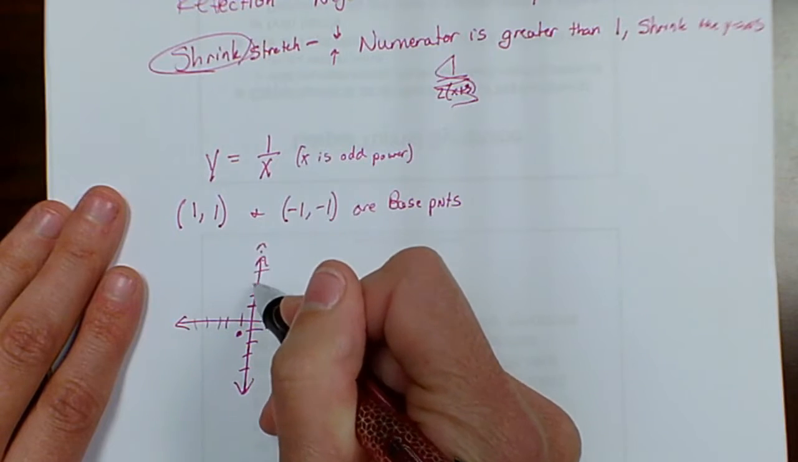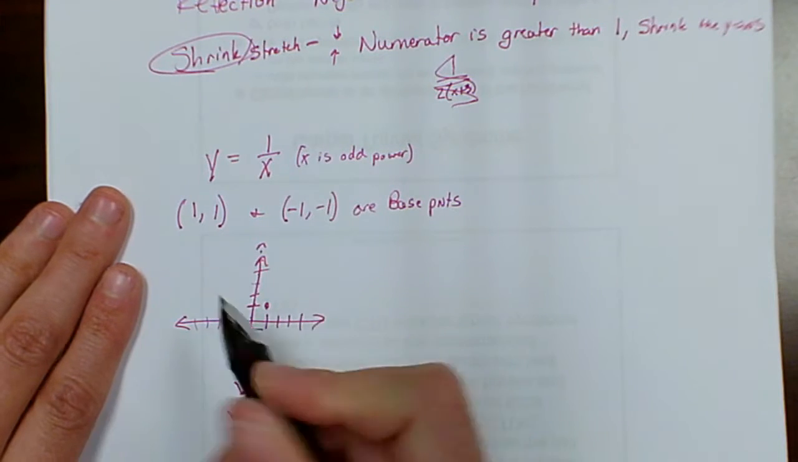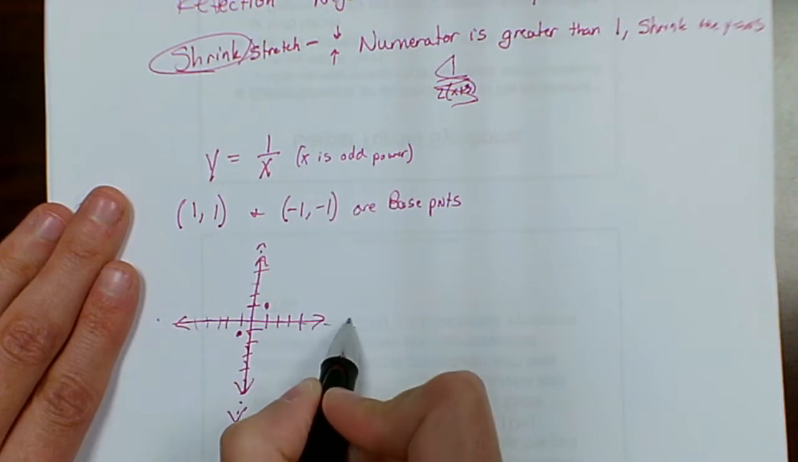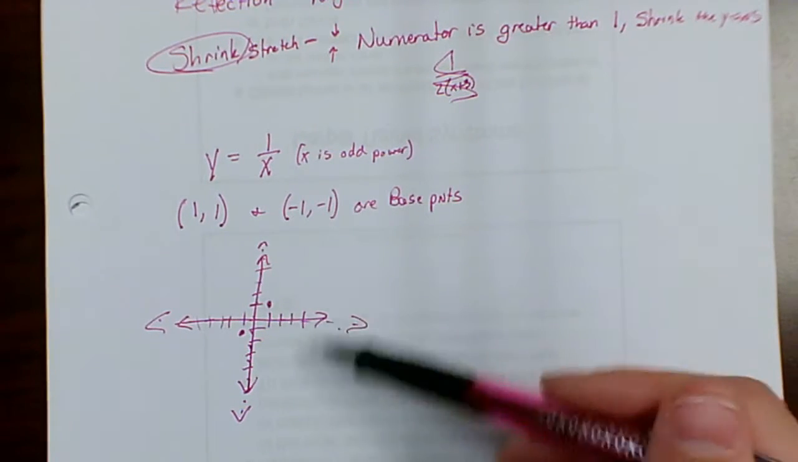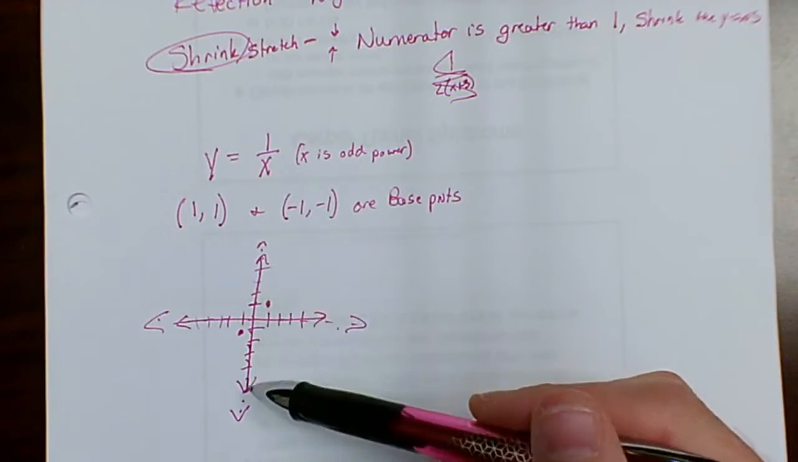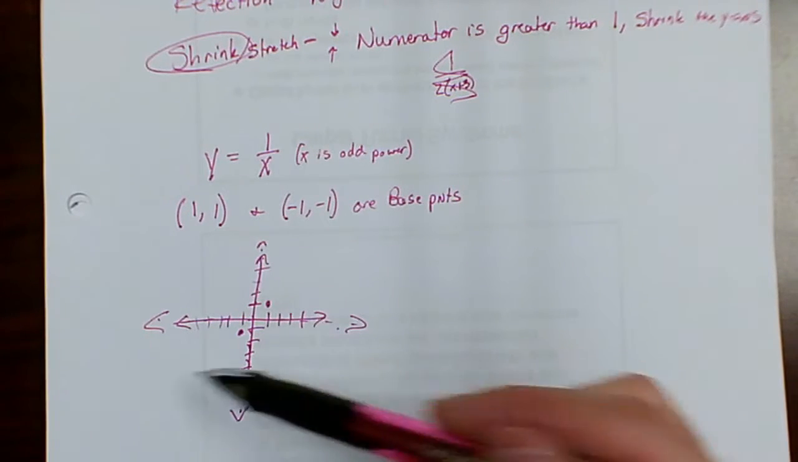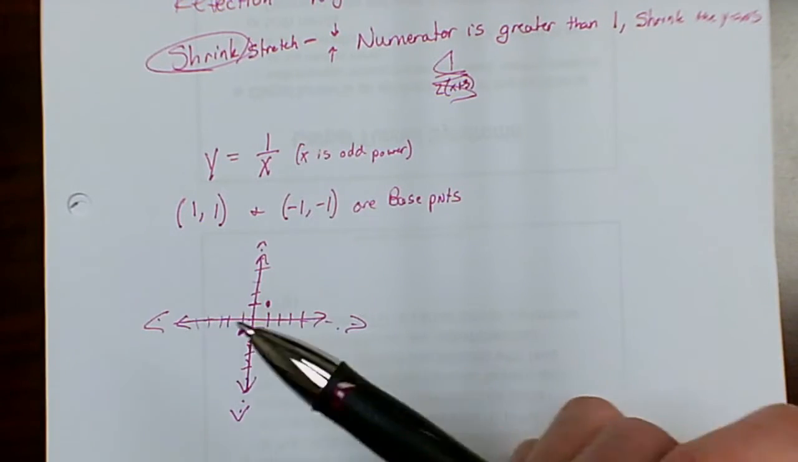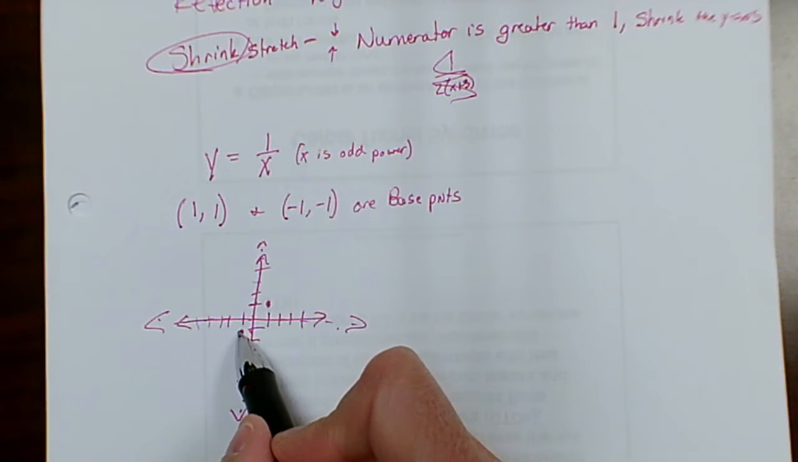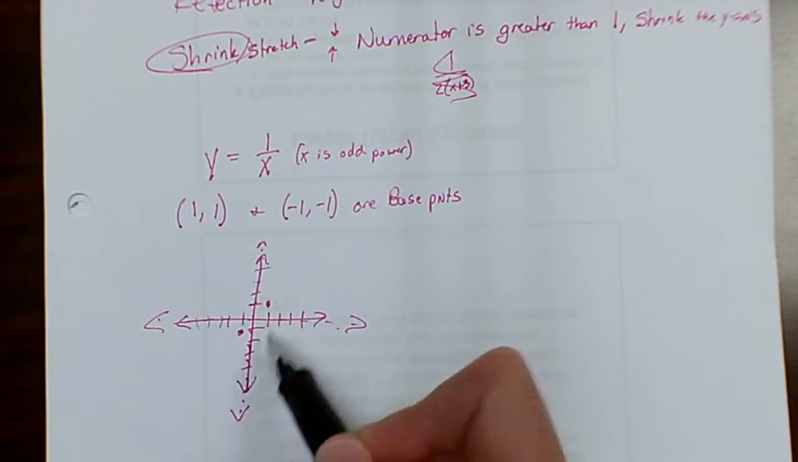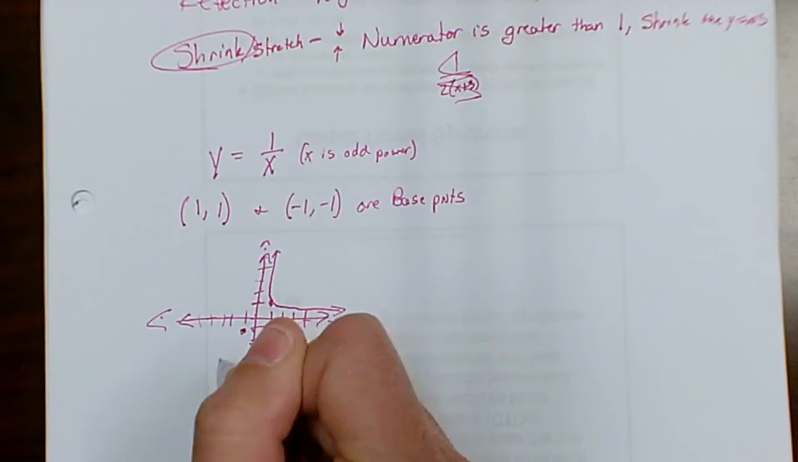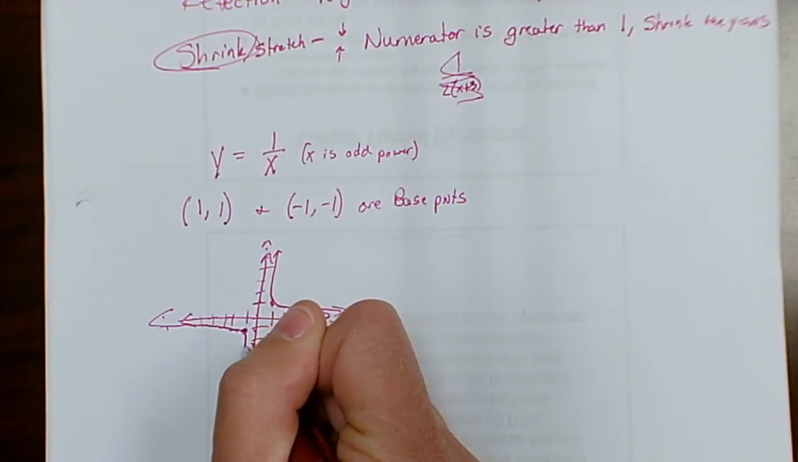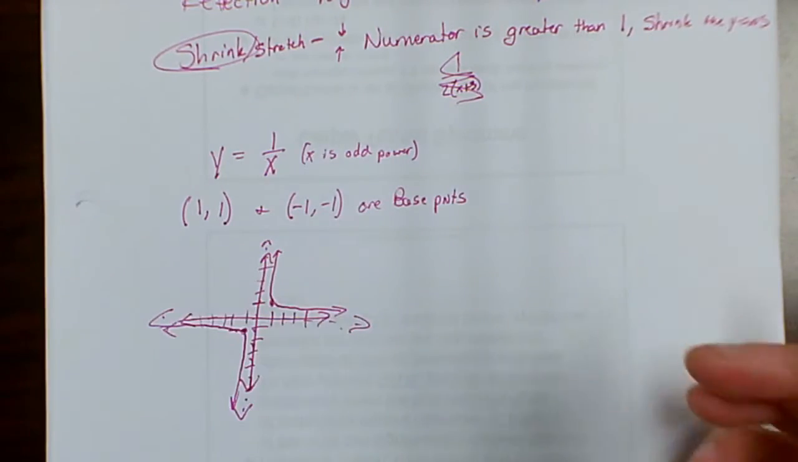You have asymptotes, and these asymptotes also move. This horizontal asymptote will move vertically, and this vertical asymptote will move horizontally. So you need to move those as well. These are the base points that you will be moving, translating along with the asymptotes. So here is the parent graph to x to the odd power.